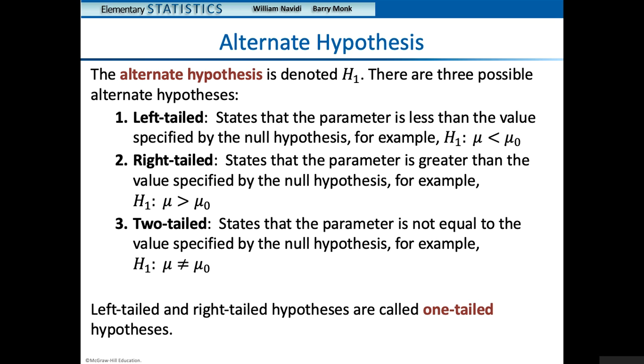Left-tailed and right-tailed hypotheses are called one-tailed hypotheses. The reason why we use this language called tails will become more clear in the next section when we go through the step-by-step procedure for conducting a test. But as we'll see, it has to do with the sampling distribution, and that language of tails has to do with a specific area in either the right or the left or both tails of the normal distribution.